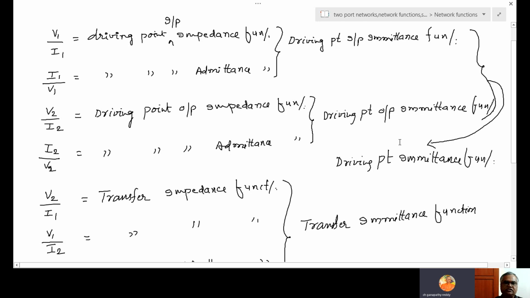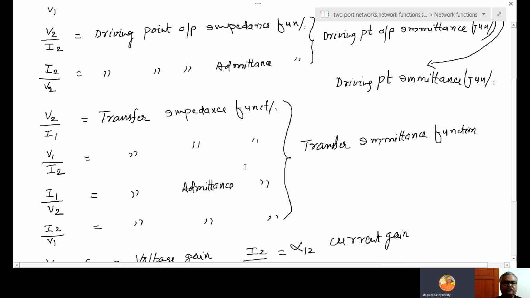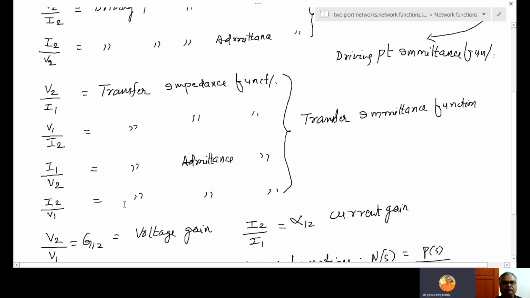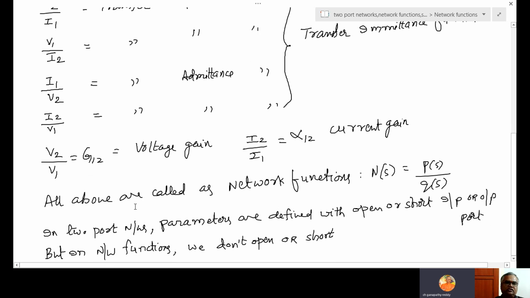If it is voltage on one side and current on the other side: V2 by I1 is the transfer impedance function. V1 by I2 is also a transfer impedance function. I1 by V2 is a transfer admittance function. I2 by V1 is also a transfer admittance function. All of them are named transfer immittance functions. V2 by V1 is indicated with G12, called voltage gain. I2 by I1 is alpha 12, named current gain. So all the above are called network functions.